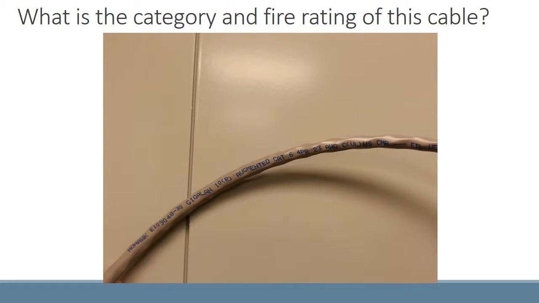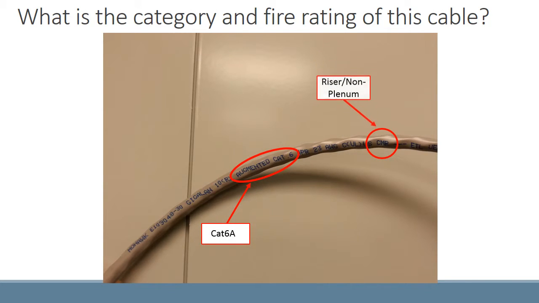What type of cable is this? Let's examine the cable prints. It reads that it is augmented Cat6, and it reads that it is CMR, which stands for Communication Riser. Let's see. It says Cat6A, riser non-plenum cable.